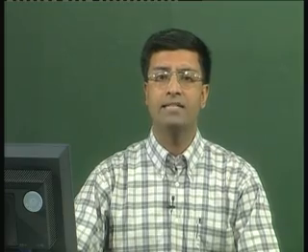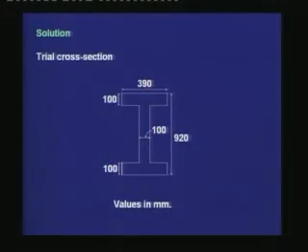We are selecting an I section for this application, where the breadth of the web and the depth of the flanges are selected to be 100 millimeters. The total depth is restricted to 920, and given the area, we can calculate what should be the flange width for this particular section. The flange width comes out to be 390 millimeters. This is a section which is symmetric about the horizontal axis.